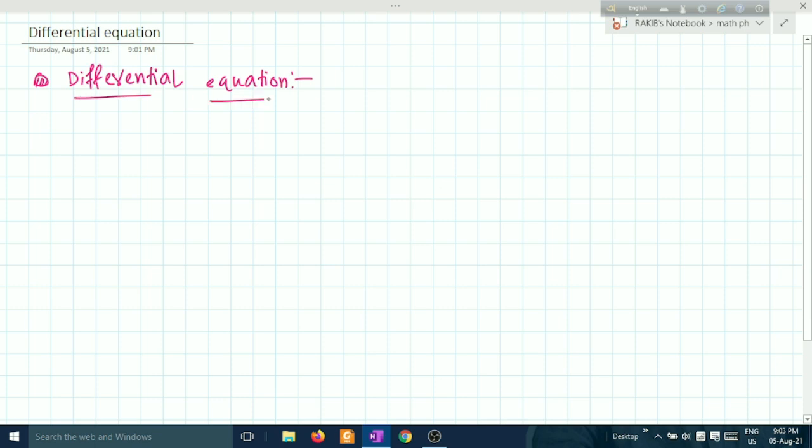A differential equation is a mathematical relation, let me write it, containing derivatives.